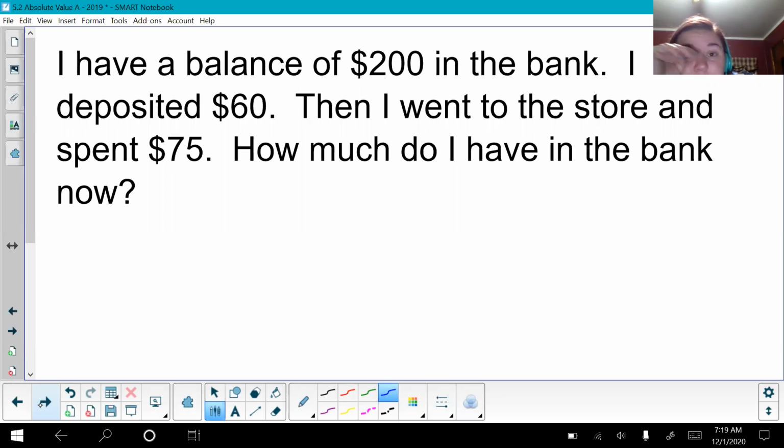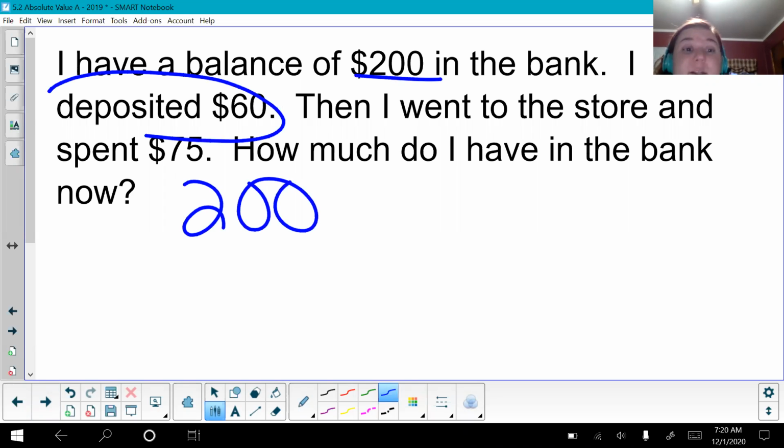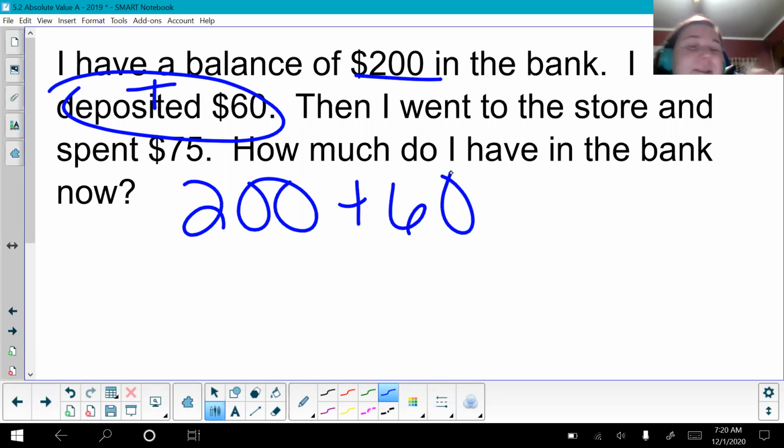Okay, real quick here, I'm just going to show what it looks like. So I have money in the bank, 200 bucks. I deposited 60. Direct deposit. When you become an adult, you get a paycheck. It's typically direct deposit. It means I put money in my bank. So add 60. But then we went shopping and we spent $75.